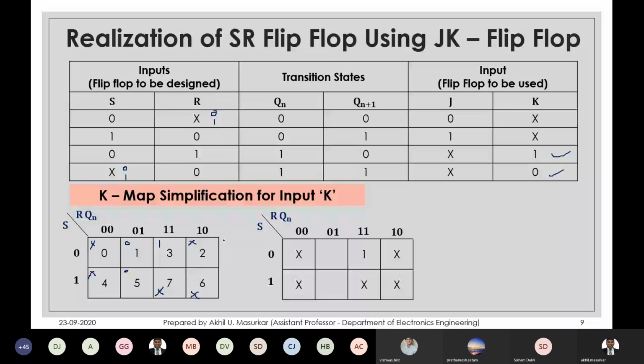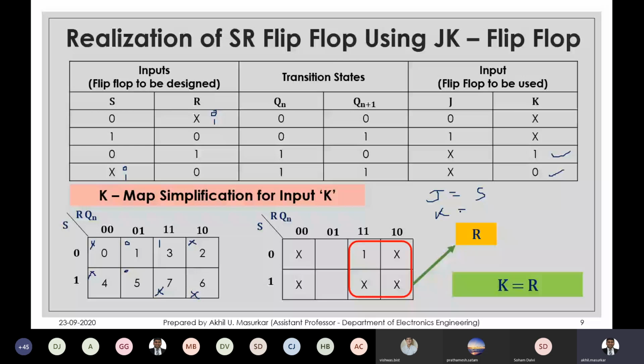now, which will be having this 1xx, and basically this is going to be just R. So your K is R. So what did we see? J is equal to S and K is equal to R. So if J is equal to S and K equal to R, that means SR flip flop is the same as JK flip flop. SR flip flop is the same as JK flip flop.